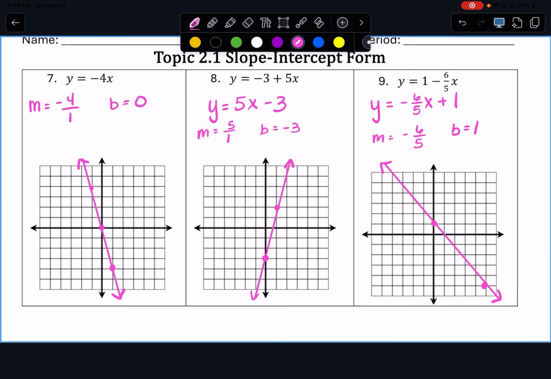Once you get those, your graph should look like this. All right, then, once you are done with those 3 graphs, we do have an assignment today. So we're going to get our computers out and we're going to sign into Delta Math and do those assignments. We're going to practice things from yesterday as well as from today.